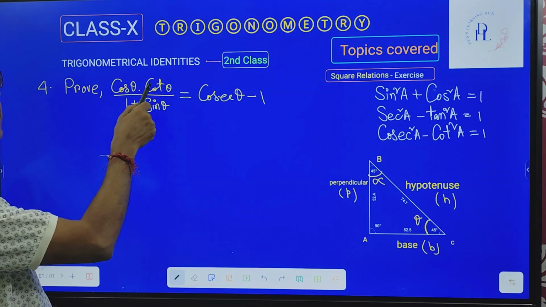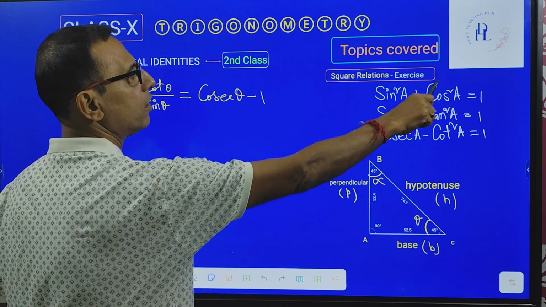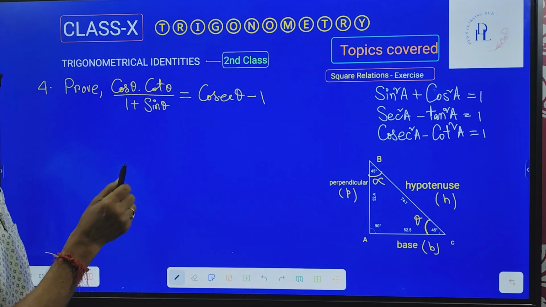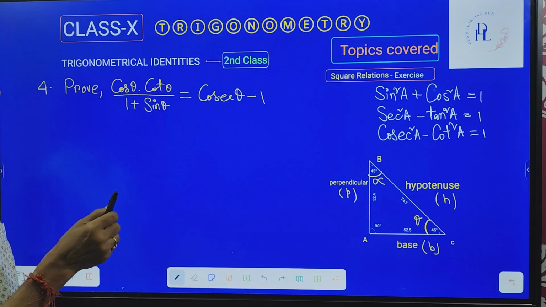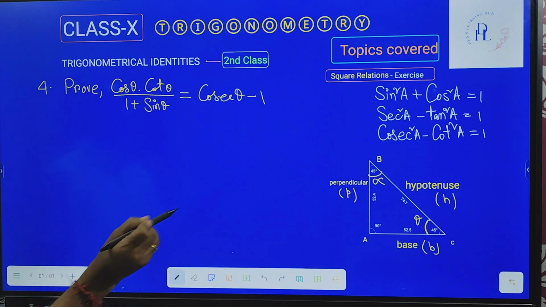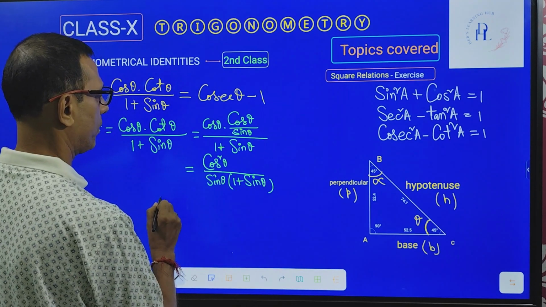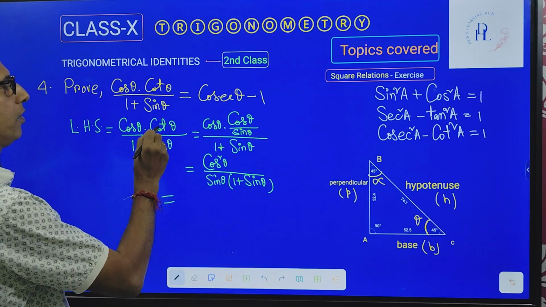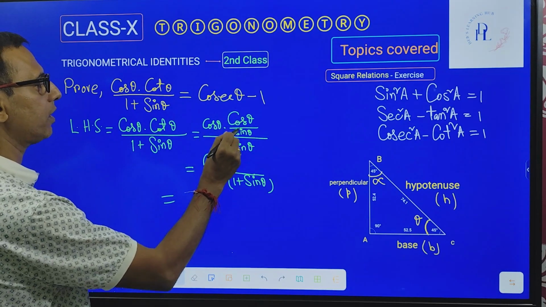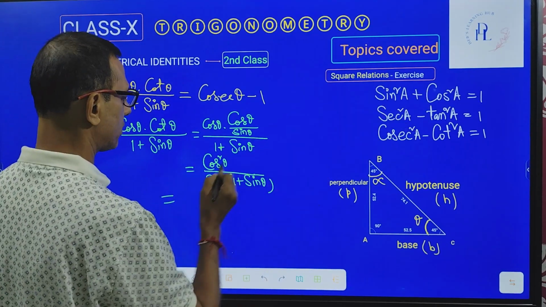Then you can write cos square theta equals 1 minus sin square theta, since sin square plus cos square equals 1. Now, 1 minus sin square theta is like a square minus b square: 1 plus sin theta into 1 minus sin theta. The 1 plus sin theta will be cancelled, and then you can manipulate these towards the right hand side. Let's see. You change cot theta to cos theta by sin theta, then you multiply. So the numerator is cos square theta, sin theta comes to the denominator, sin theta into 1 plus sin theta. Now you just write cos square theta equals 1 minus sin square theta.